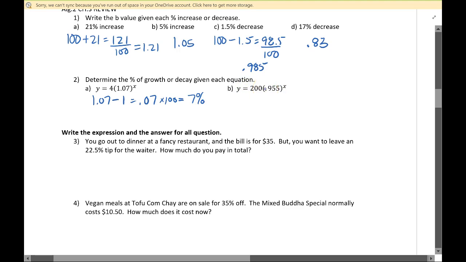And the same thing for your next one, but we see it's less than 1, so we know it's decreasing. So if we take 1 minus 0.955, we get 0.045. And after multiplying that by 100, we get 4.5%. And this is going to be decay, as this one here would be 7% growth.